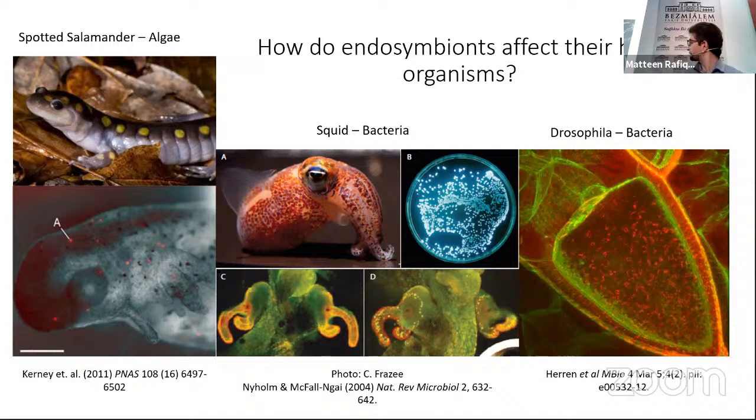And here's another example from a fly, where the presence or absence of a bacterium, Wolbachia, inside the flies makes them sterile under certain conditions, so that there is a strict mechanism of reproduction selected in one particular lineage.